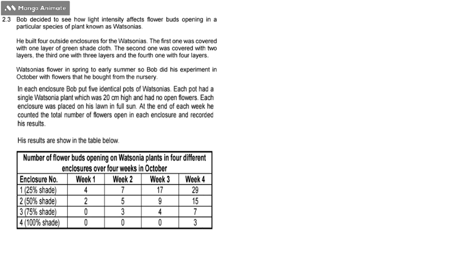Wasonia flowers in spring to early summer, so Bob did his experiment in October with flowers that he bought from the nursery. In each enclosure, Bob put 5 identical pots of wasonia. Each pot had a single wasonia plant, which was about 20 centimeters high and had no open flowers. Each enclosure was placed on his lawn in full sun.